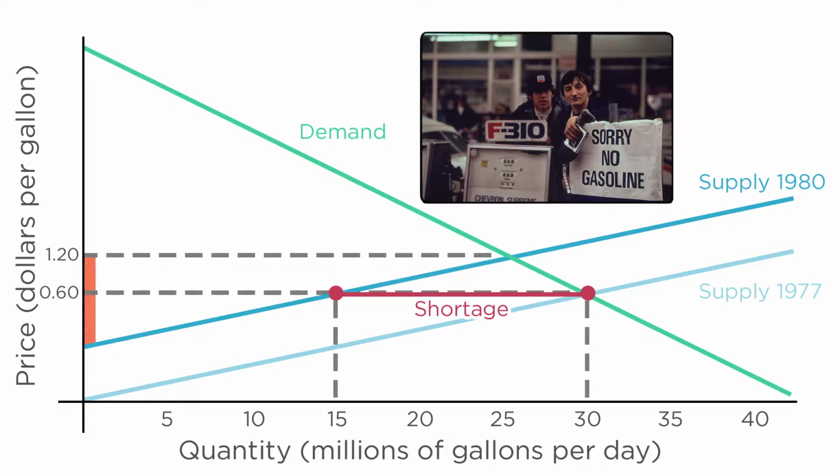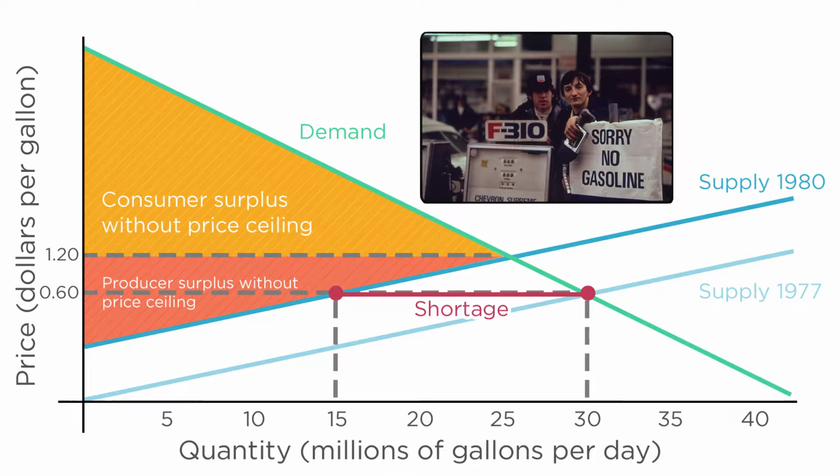Without the price ceiling, producer surplus would have been this triangle here. Consumer surplus would have been this triangle here. With the price ceiling, the government creates deadweight loss, this triangle here. This happens because there are plenty of consumers and producers who would have traded at the free market price of $1.20. But with the artificially lower price, lots of gasoline companies can't make a profit and don't supply the goods. So those transactions don't happen.